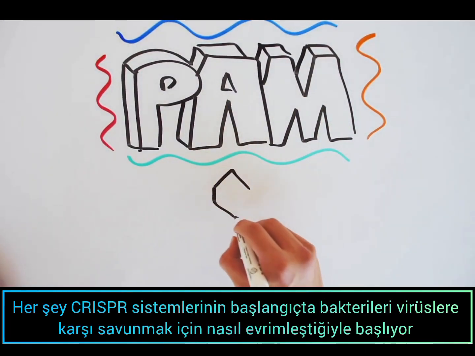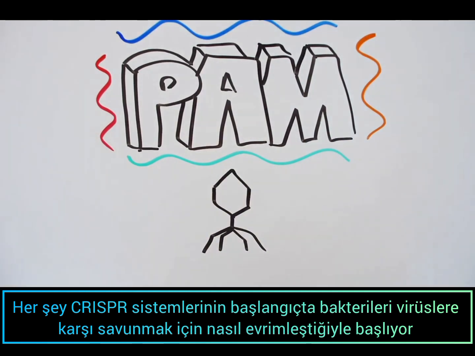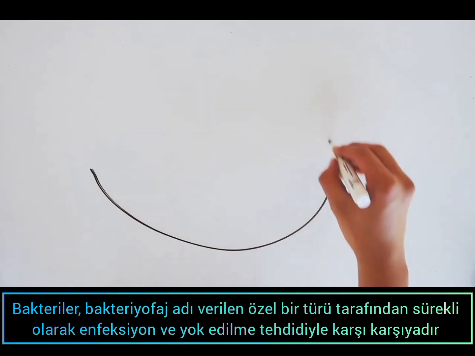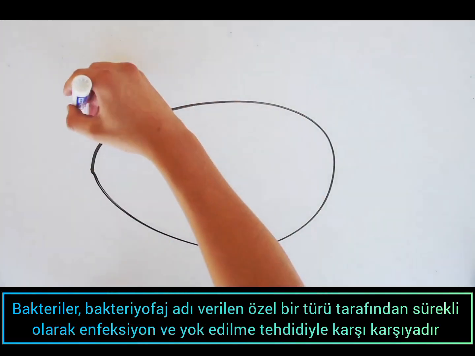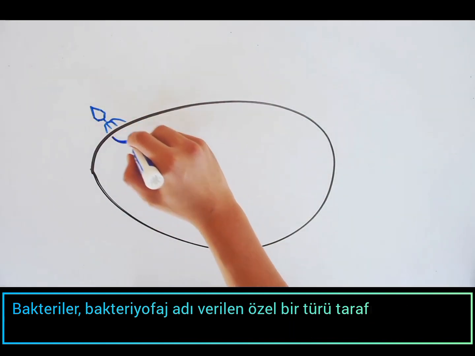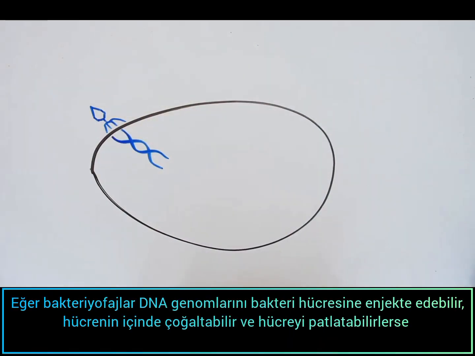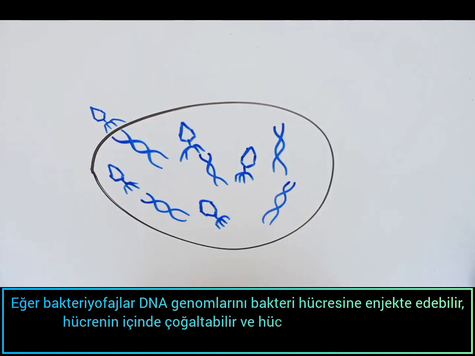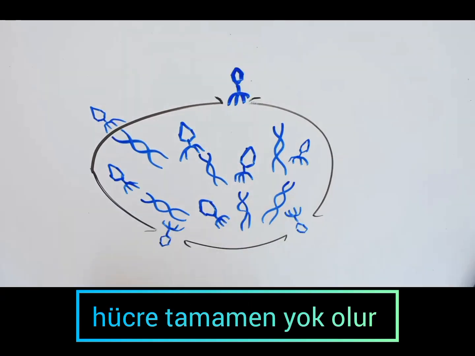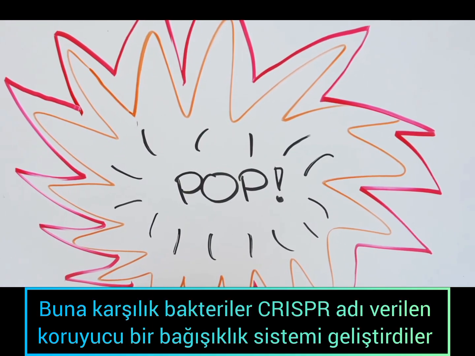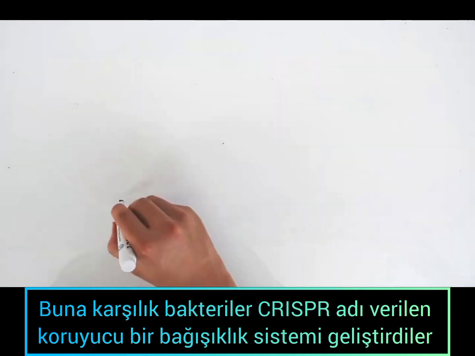It all starts with what CRISPR systems originally evolved to do: defend bacteria against viruses. Bacteria face the constant threat of infection and destruction by a special type of virus, the bacteriophage. If bacteriophages are able to inject their DNA genome into the bacterial cell, replicate inside, and burst out, the cell is toast. In response, bacteria have evolved a protective immune system called CRISPR.